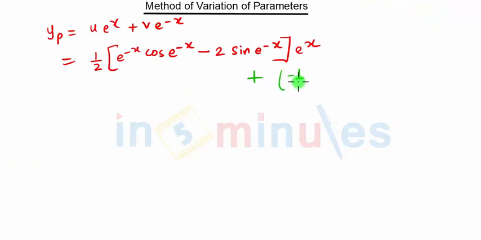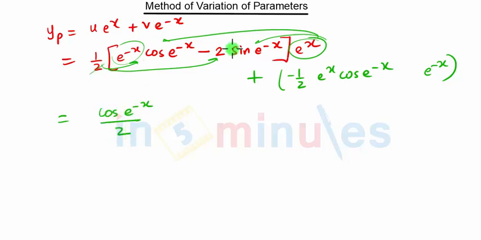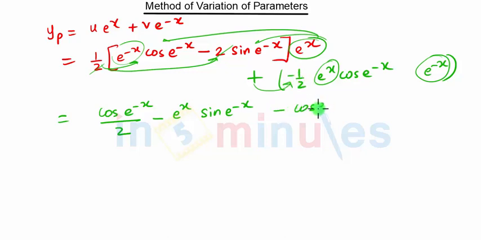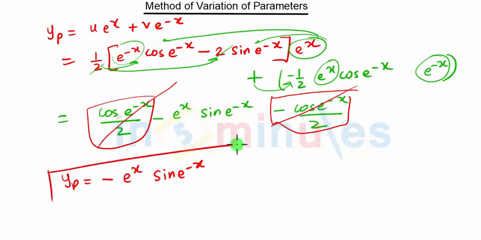So v is minus half e raised to x cos of e raised to minus x into this e raised to minus x. So I am taking this e raised to x inside, and I am taking this half also inside, so e raised to x into e raised to minus x will be 1. So it will be cos e raised to minus x upon 2. This 2 and this 2 will get cancelled and we get minus e raised to x sine of e raised to minus x. This plus sign I am taking, so this will be e raised to x and e raised to minus x will become 1, and this minus half will be minus cos of e raised to minus x upon 2. So if you see, these two terms are exactly equal and opposite, so these two terms can be cancelled and we get yp as nothing but minus e raised to x sine of e raised to minus x. So this is our yp, and the final solution will be y equal to yc plus yp.